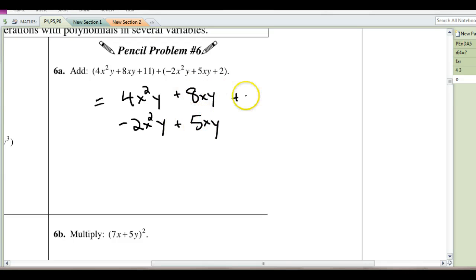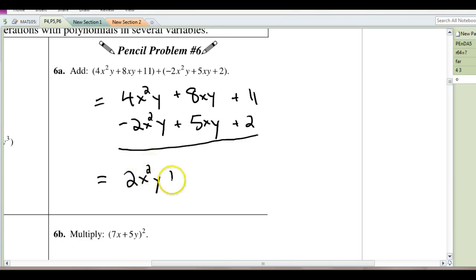And then I have 11 up here and 2 down here. Then I can just add them all up this way. Notice the power matters on the variable, so it's not a like term unless the powers and the letters all match exactly. So I get 4 minus 2, I end up with 2 copies of x squared y. 8 plus 5 gives me 13 copies of xy. And 11 plus 2 gives me 13.